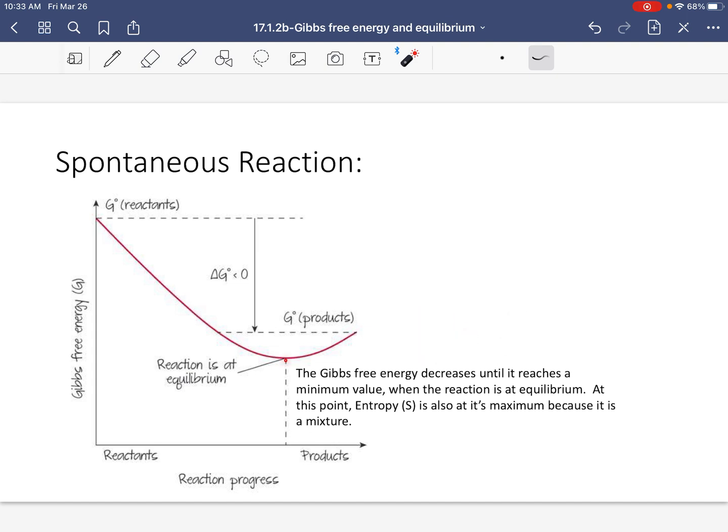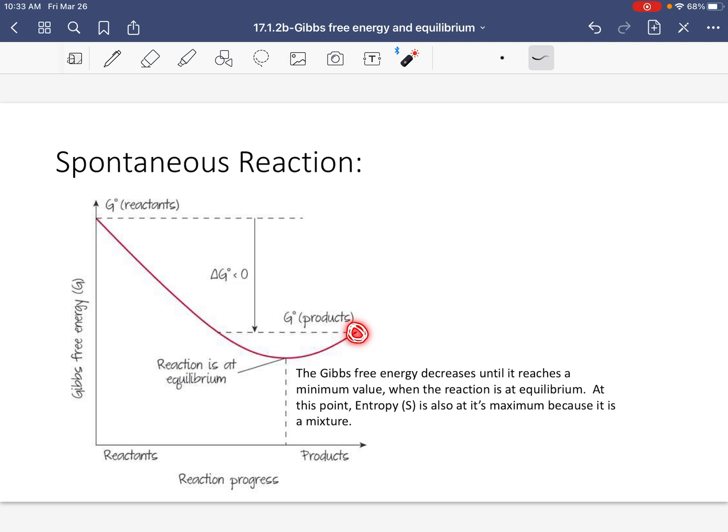Now, if you look at where this is in the reaction progress, you can see that from reactants to product, this is more towards the product than to the reactants. So it's closer to the product side, meaning that this reaction right here is product driven, it's product favored. Being product favored, it is definitely spontaneous.